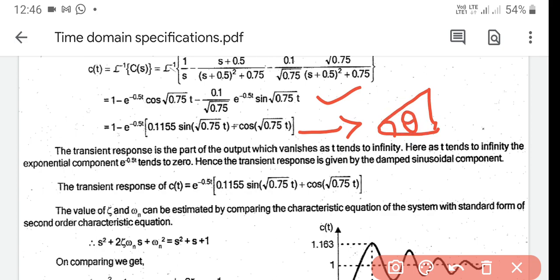In the previous problem I told you, taking a right angle triangle, here you will have zeta and here you will have 1 minus, 1 plus zeta square, like that.